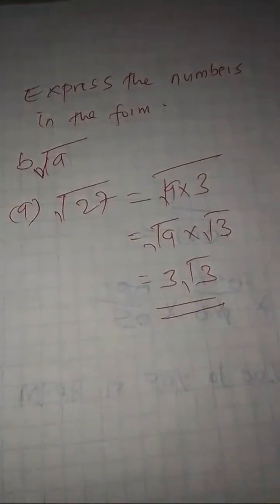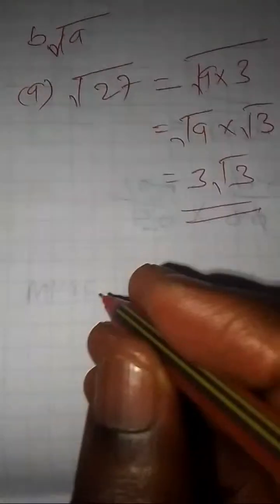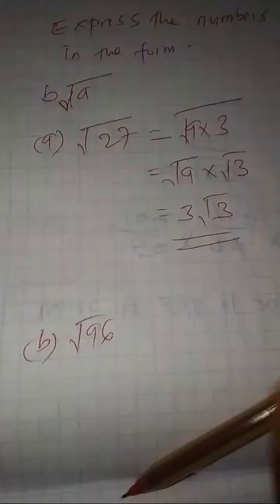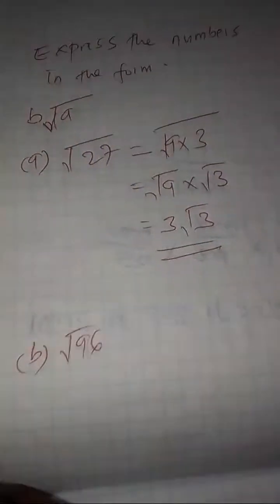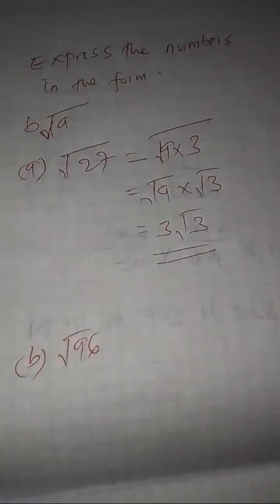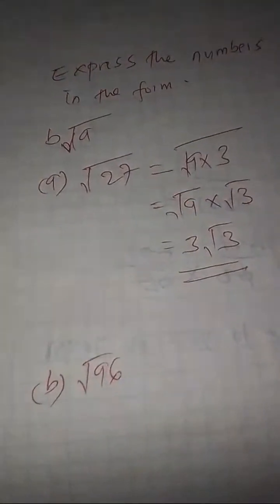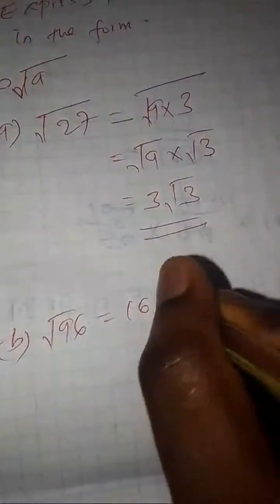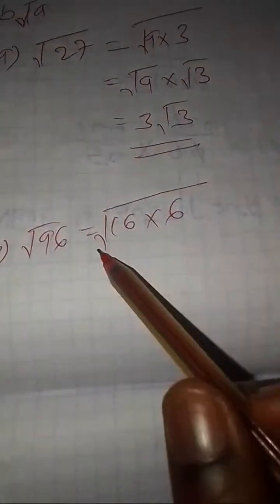Let's talk about root 96. That is part B, root 96. So when you have root 96, this is how we shall express it. Root 96 can be written as 16 multiplied by 6, and all these are in the form of roots.